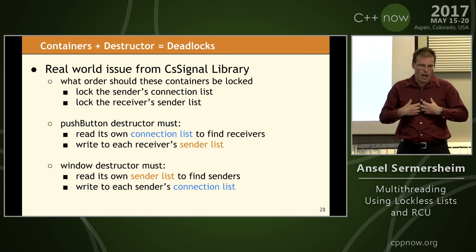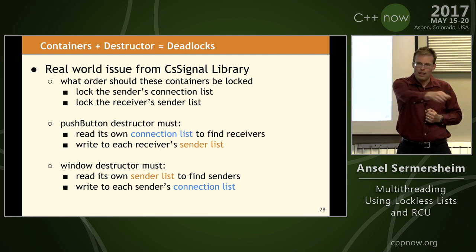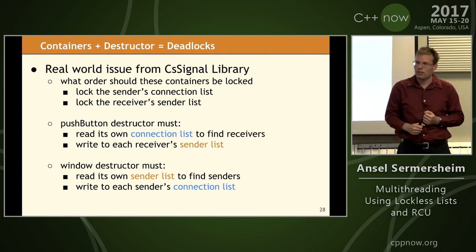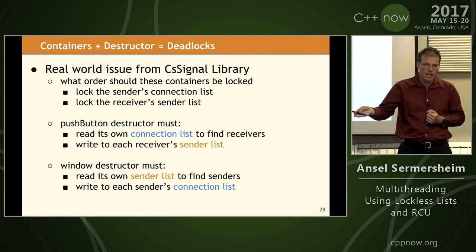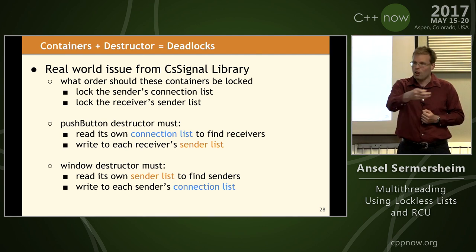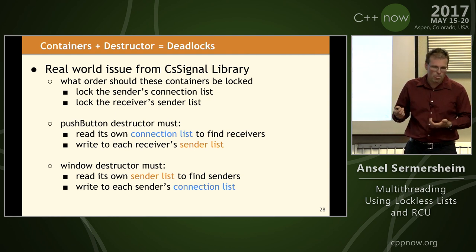Well, I'm the push button. I have to read my connection list to find out all of the potential receivers and then lock their data to update it. The window must read its sender list to find all of its potential senders and then lock their containers to update their data. Classic deadlock problem. There's no way to resolve this with a shared lock.